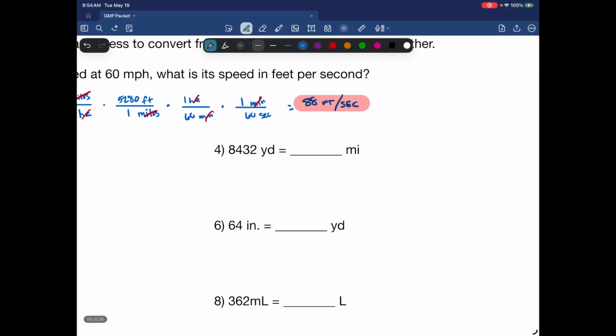All right, you have 8432 yards, and I need to change that to miles. And there are 1760 yards in 1 mile.